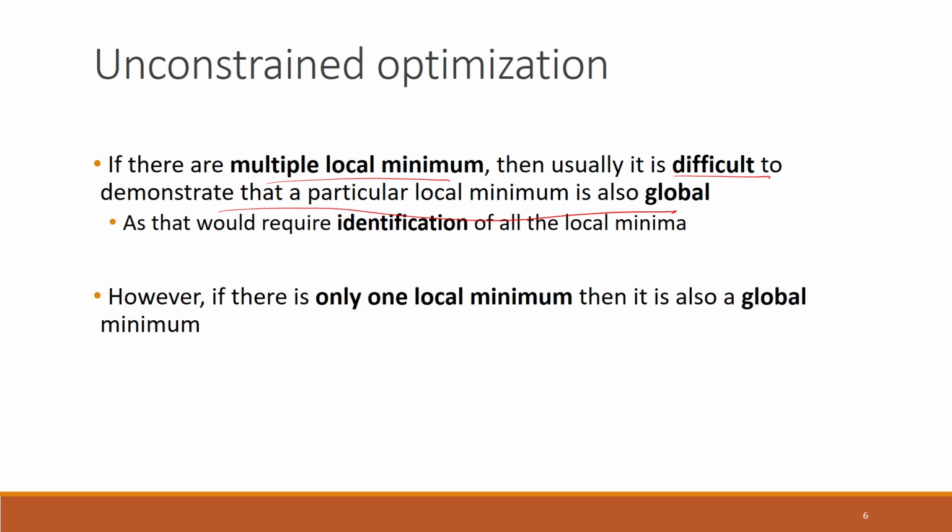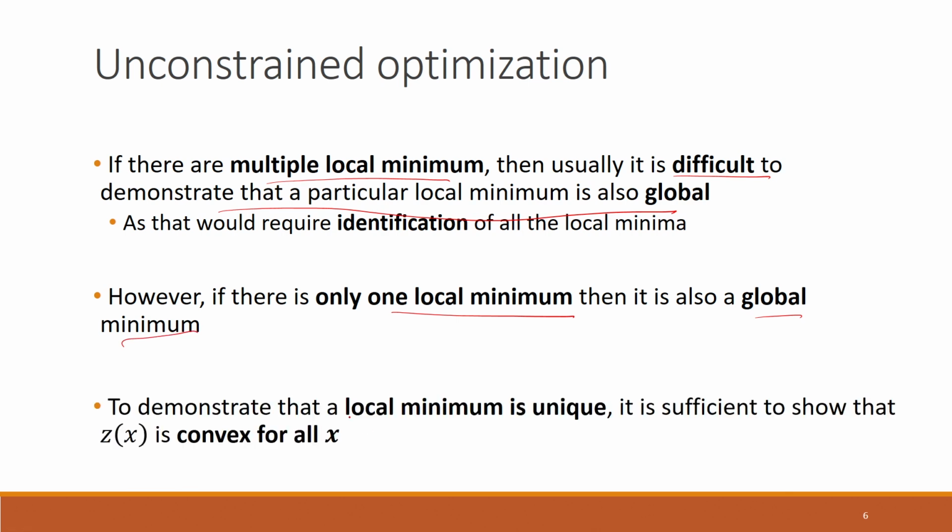However, if we are lucky that there is in fact just a single local minimum for that function, then we are also sure that it will also be the global minimum. Okay. So therefore, to demonstrate that a local minimum is unique, it is sufficient to show that z(x) is convex for all x. Again, this is another sufficient condition.